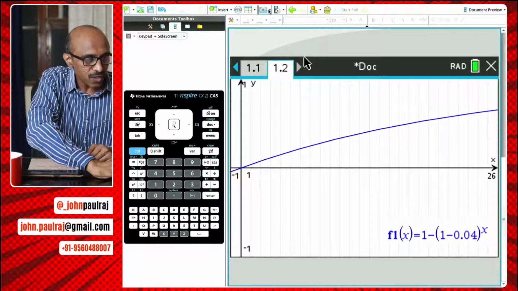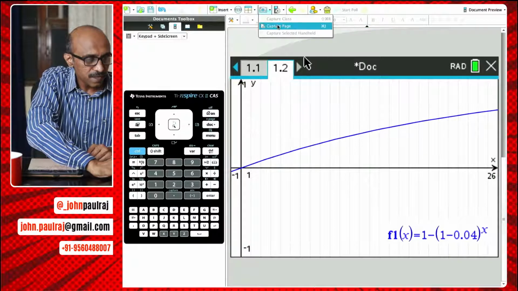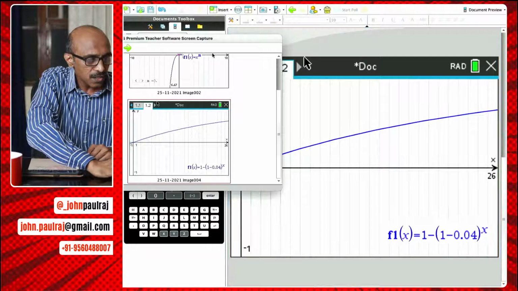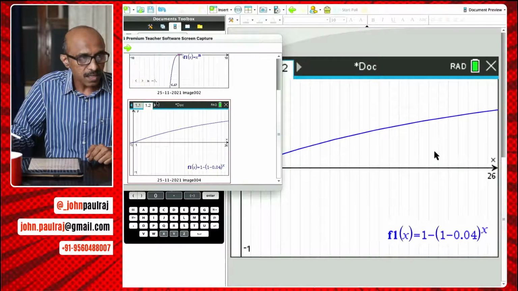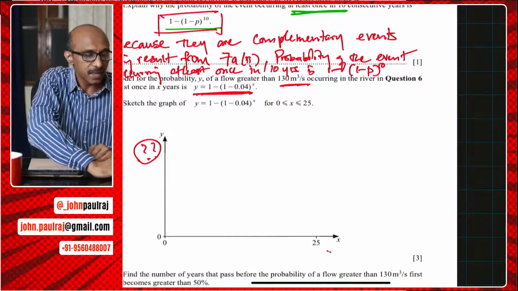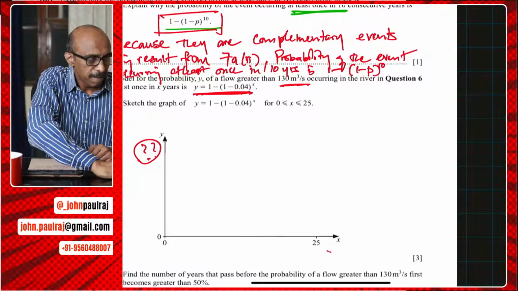I'm just going to take a screenshot of this graph. Capture page, and it's going to save that page for me. Okay, so we'll come back to this screen of ours, and let's see whether we can put it in here. Give me a sec.